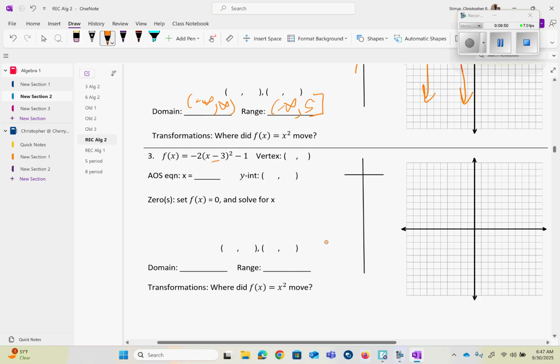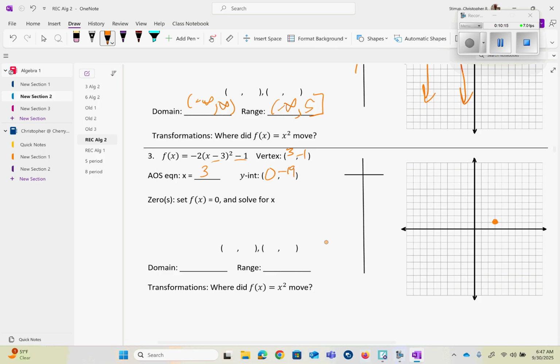For this one, it's going to be opposite of here, so 3, same as this, -1. So 1, 2, 3, up 1. Our axis of symmetry is going to be x equals 3. Our y-intercept, we plug 0 in, so 0 minus 3 is negative 3. Negative 3 squared is 9. 9 times negative 2 is negative 18. Negative 18 plus 1 is negative 19, so that's going to be way off there.